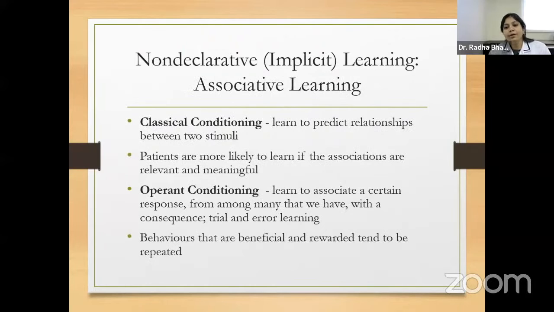Next is the associative form of learning, which is again a part of your non-declarative learning. In this, we have two types. One is classical conditioning and one is operant conditioning. Classical conditioning is learning to predict the relationship between two stimuli. Patients are more likely to learn if the associations are relevant and meaningful.